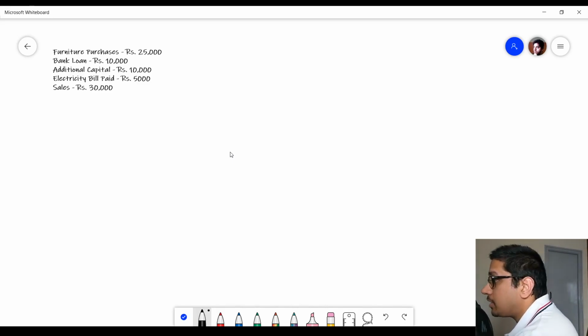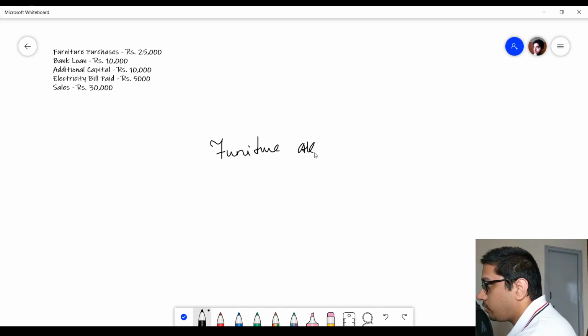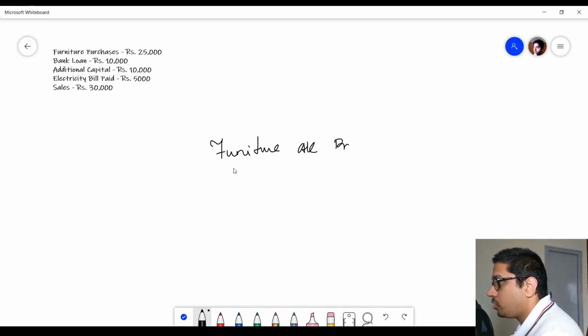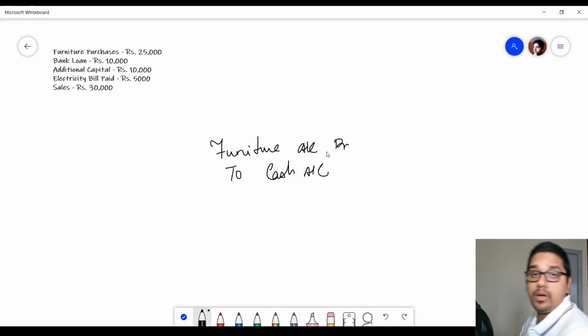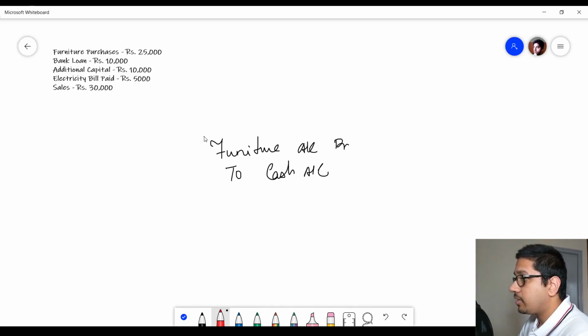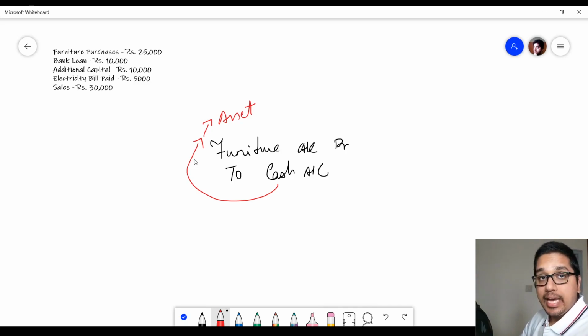We're going to pass the transaction in the journal book as furniture account debit to cash account. This is generally how you're going to pass the transaction. Now, you have to remember that furniture is an asset in the business, and so is cash. Both furniture and cash are assets in the business. So in this particular transaction, you're debiting and crediting an asset at the same time.